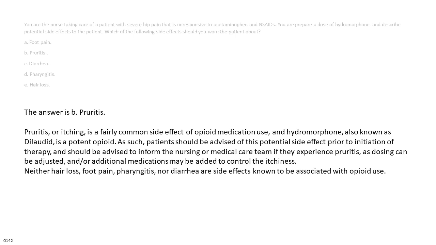The answer is B. Pruritus. Pruritus, or itching, is a fairly common side effect of opioid medication use, and hydromorphone, also known as Dilaudid, is a potent opioid. As such, patients should be advised of this potential side effect prior to initiation of therapy, and should be advised to inform the nursing or medical care team if they experience pruritus, as dosing can be adjusted, and/or additional medications may be added to control the itchiness.